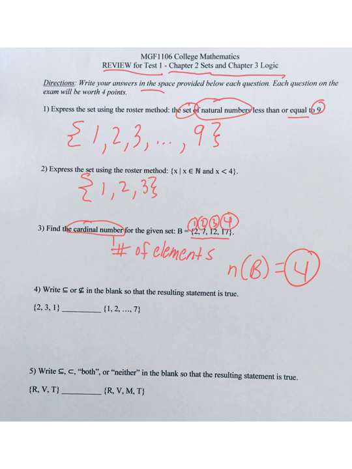Question 4 says write subset or not a subset in the blank so that the resulting statement is true. The set on the left has 2, 3, 1 in it. The set on the right is 1, 2, dot, dot, dot. So continue that pattern all the way to 7. So pretty much the set on the right are all the natural numbers from 1 to 7. A subset simply means that all of the items in the set on the left are also listed again in the set on the right.